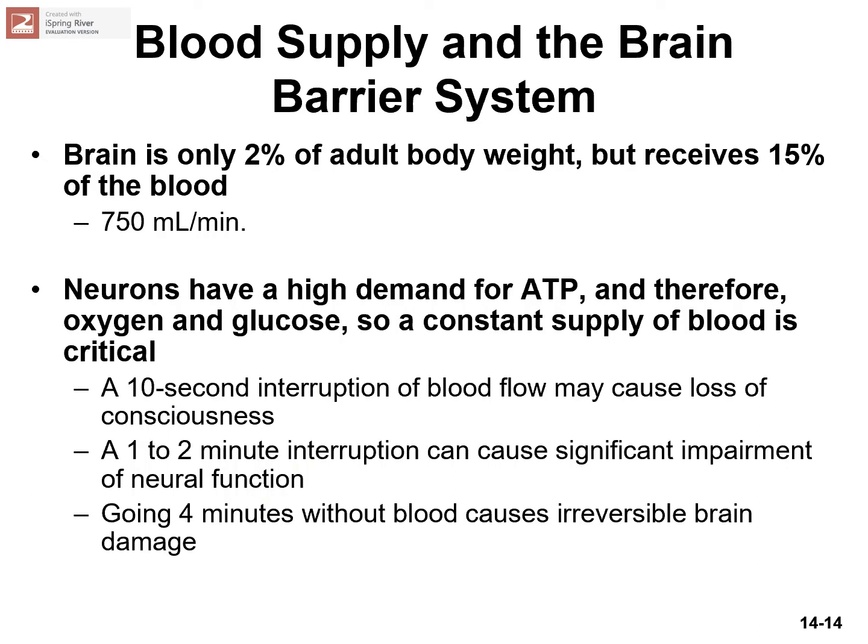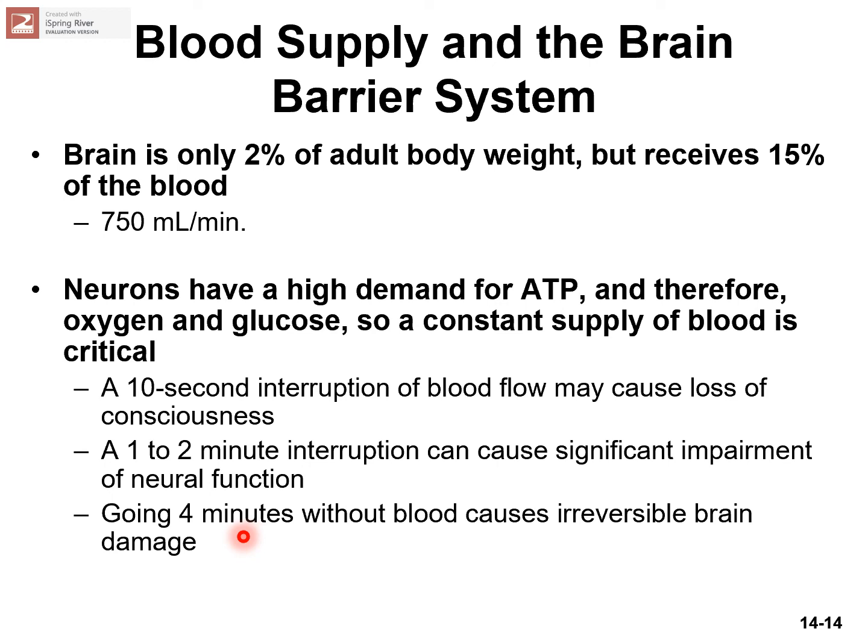Now, at any given time, the brain receives about 15% of the blood, and it's important because the neurons have such a high demand for energy, so they constantly need glucose and oxygen, because even a slight interruption can cause loss of consciousness. In about 4 minutes without receiving oxygen, it can cause irreversible brain damage, coma, and death.